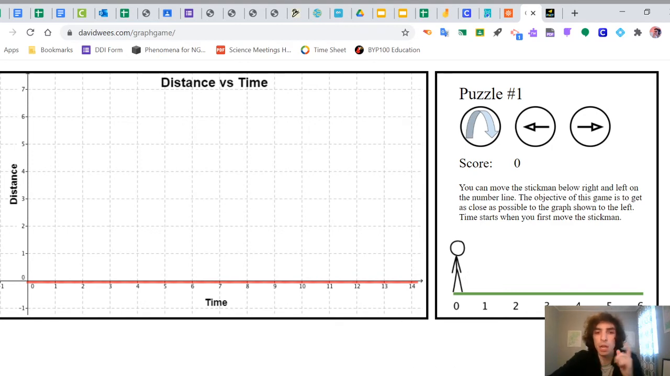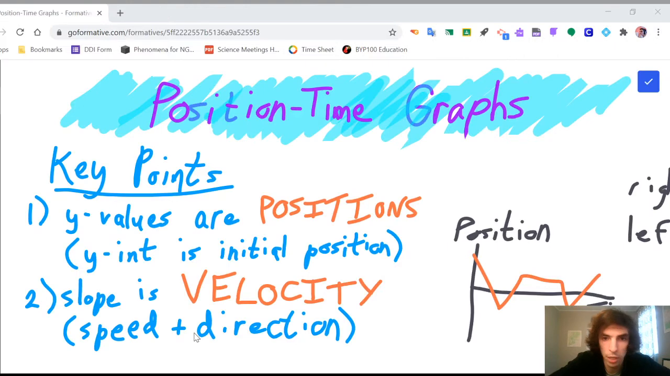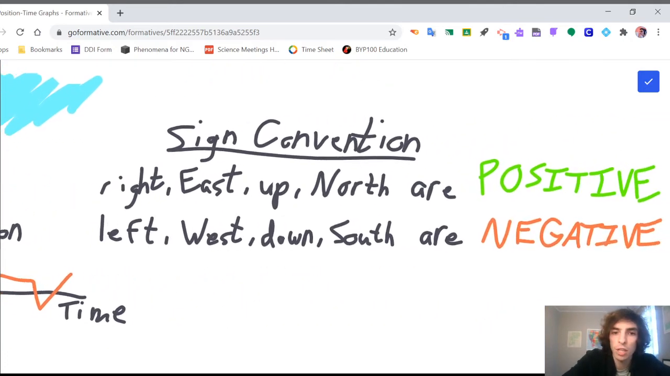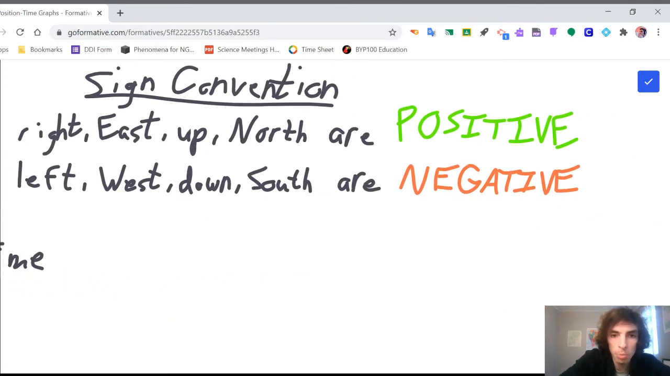Now, there's an important sign convention that we need to know, and then we'll go back to that older simulation for a second as a quick example. That sign convention is that the directions right, east, up, north are all usually considered positive if we're not told otherwise. And then the opposite would also be true. Left, west, down, south are all usually considered negative directions unless we're told otherwise.